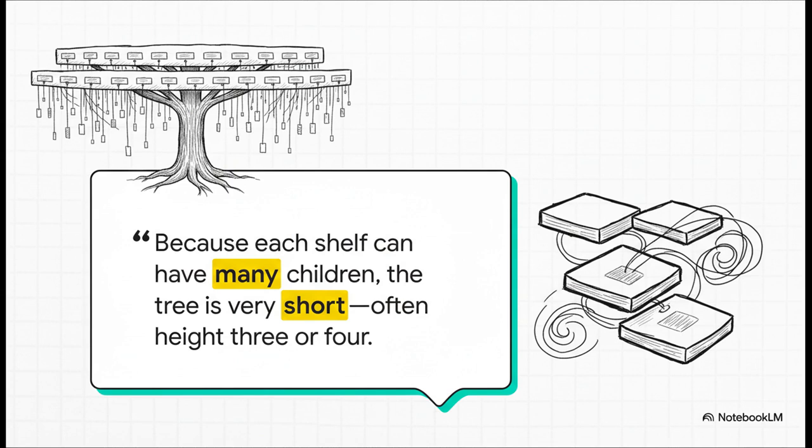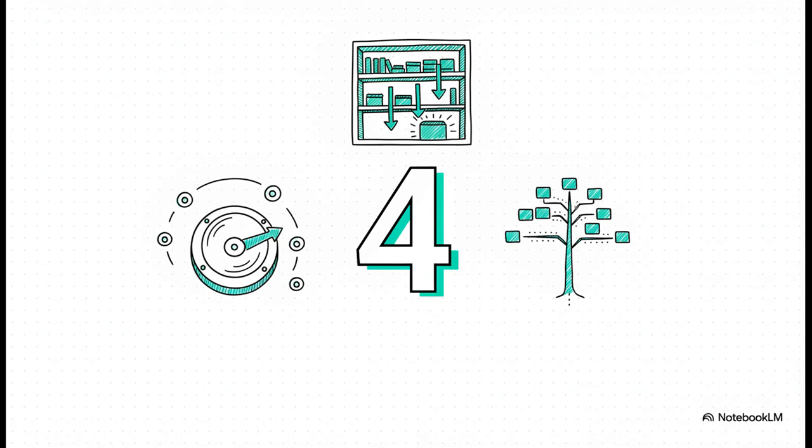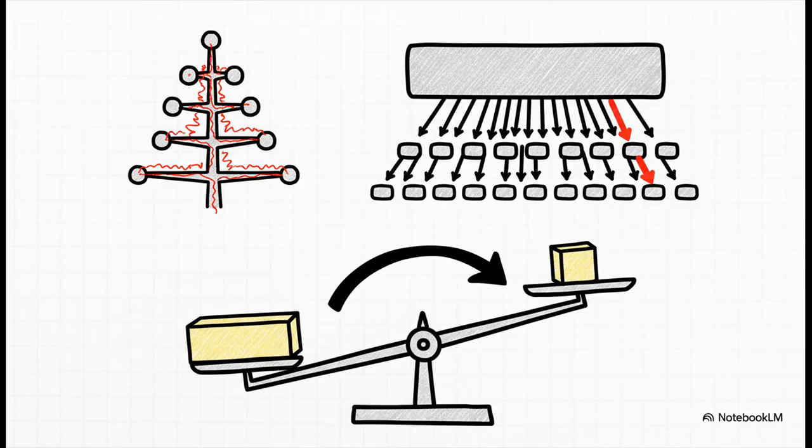And what does all that high fan-out get us? It gets us this: 4. Just 4. That's it. That is the typical number of times you have to read from the disk, the number of jumps between shelves, to find any single record you're looking for out of millions or even billions of other records. It's wild.